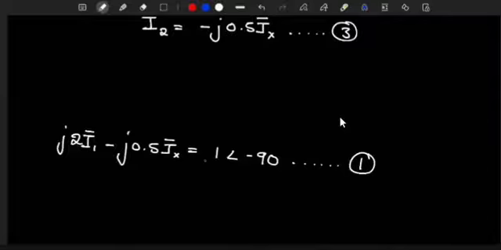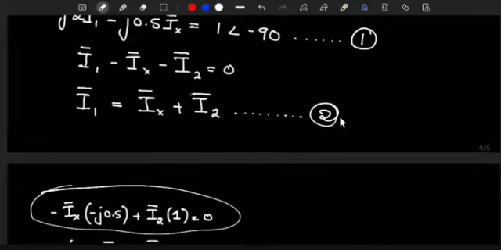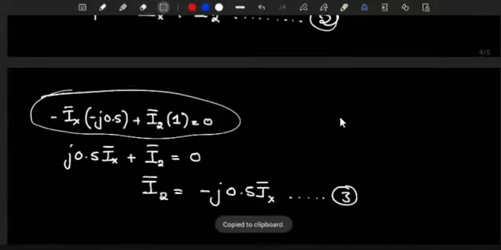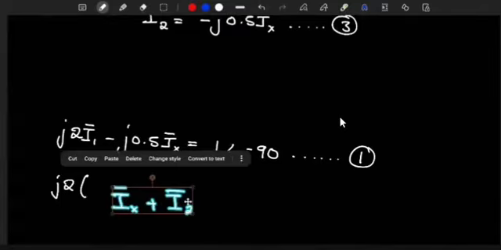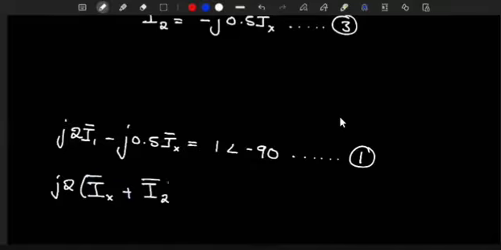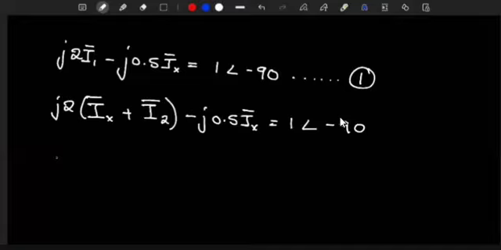So I've got equation 1. So first I'll use equation 2. Equation 2 says I1 is Ix plus I2. So where there's I1, I'll put Ix plus I2. So now I have J2 times I1 shows up, minus J 0.5 Ix equals 1 phasor minus 90. We'll simplify this a little bit. We now have J2 Ix, J2 I2. This remains.